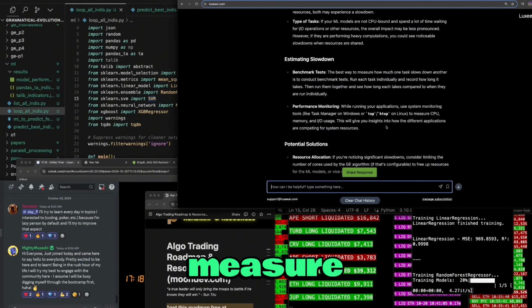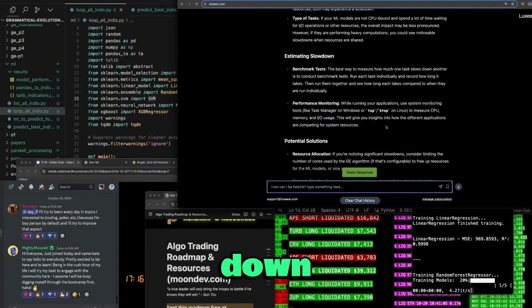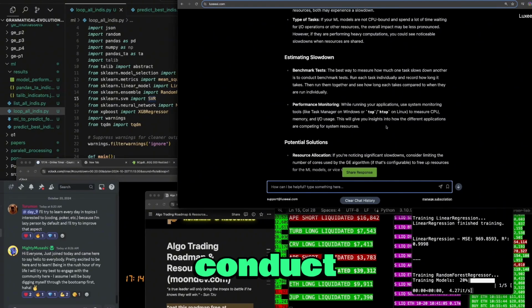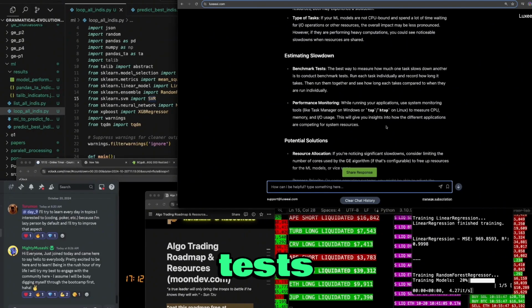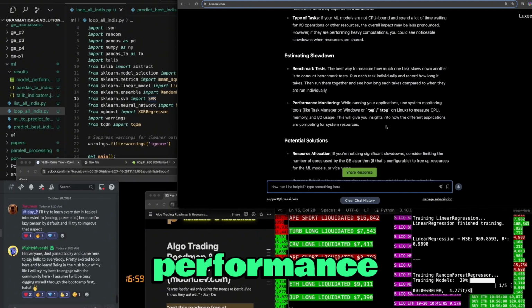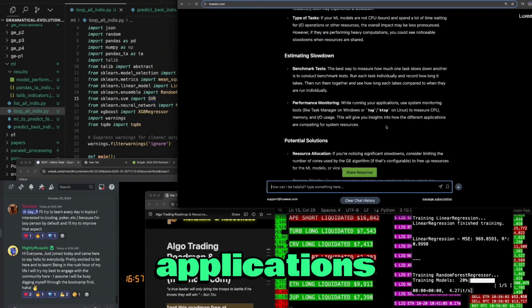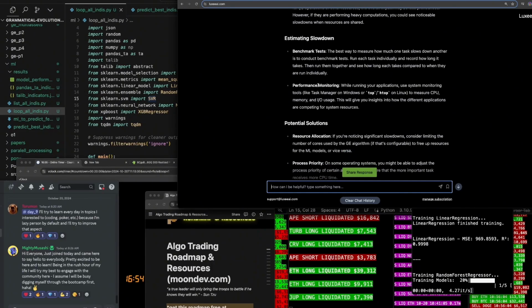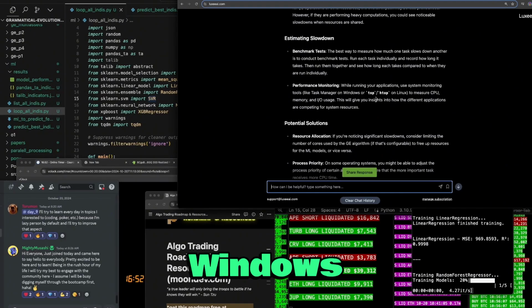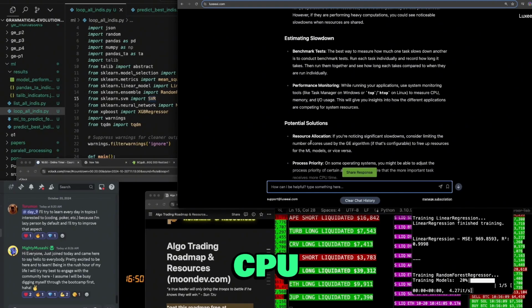The best way to measure how much one task slows down another is to conduct benchmark tests. Run each task individually and record how long it takes. Then run them together and see how long each takes compared to when they were run individually. Performance monitoring: while running your applications, use system performance tools like Task Manager on Windows to measure your CPU and I/O usage.